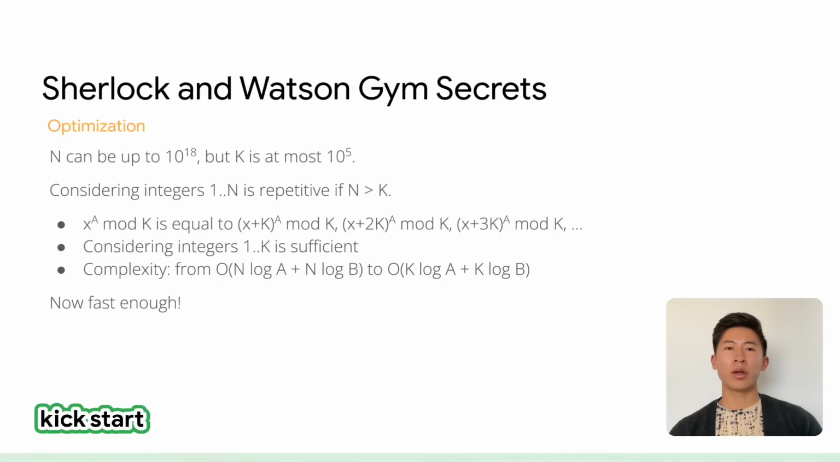Here we use an insight from number theory that going through all integers from 1 to n is actually going to repeat once we get to k. Just looking at the integers from 1 to k is sufficient, which gets us a k log a plus k log b solution, which is fast enough, because even though n can be up to 10 to the 18th, k is bounded by 100,000. So this is a fast enough solution, and this is what we'll be implementing.